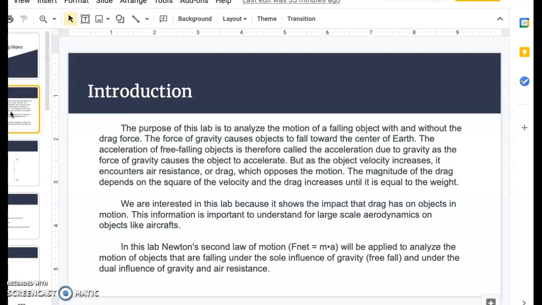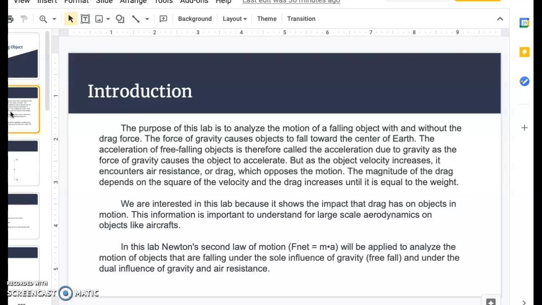The acceleration of free-falling objects is therefore called the acceleration due to gravity, as the force of gravity causes the object to accelerate. But as the object's velocity increases, it encounters air resistance or drag, which opposes the motion. The magnitude of the drag depends on the square of the velocity, and the drag increases until it is equal to the weight. We are interested in this lab because it shows the impact that drag has on objects in motion. This information is important to understand for large-scale aerodynamics on objects like aircraft.